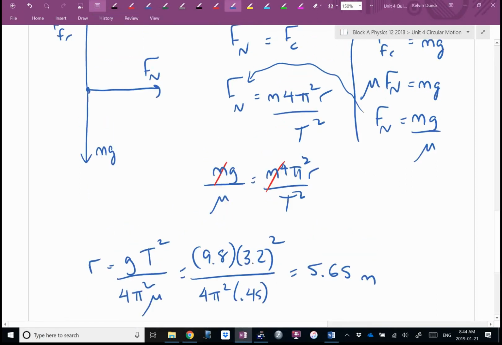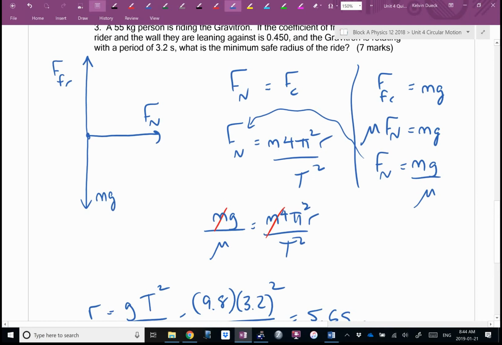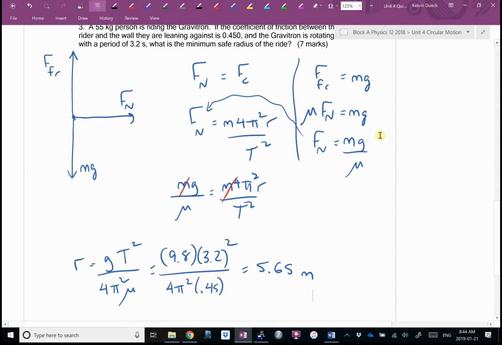If you got that, 7 out of 7. Otherwise, let's see, how would I give out part marks here, Mr. Dueck? I would probably go 1, 2, 3, 4, 5. Yeah, I would go like this: 1 mark for that, 1 mark for that, 1 mark for that, 1 mark for that, 1 mark for that, 1 mark for that, and 1 mark for the answer. Probably something like that.